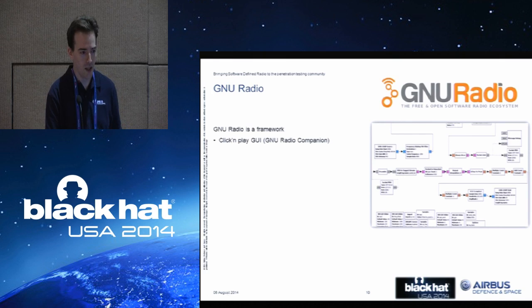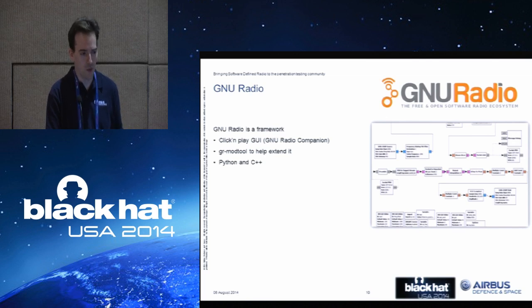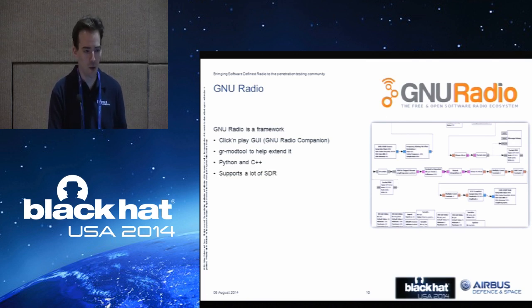So GNU Radio, it's a framework. You have a click-and-play GUI, which is called GNU Radio Companion, where you can just assemble basic blocks. Those are the pictures you can see on the right. You just have basic blocks that do specific computation, and you just connect them together to do what was done in a DSP, for example, in a digital signal processor. You can extend it with the helper gr_modtool. You can extend it by coding in Python or C++. And it supports a lot of SDRs. At least the three I was mentioning on the previous slide are fully supported. And you got a lot of great tutorials, plus Michael Ossmann's training, like I mentioned before.